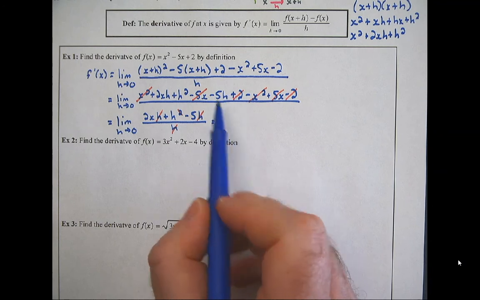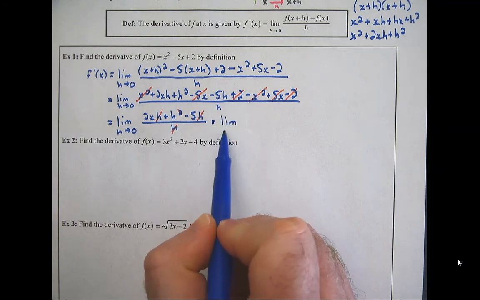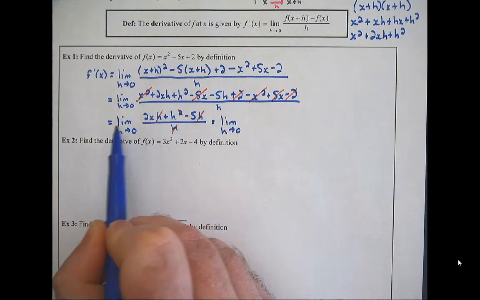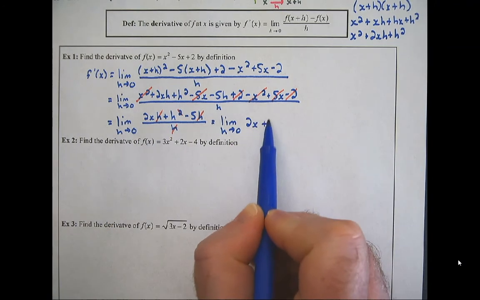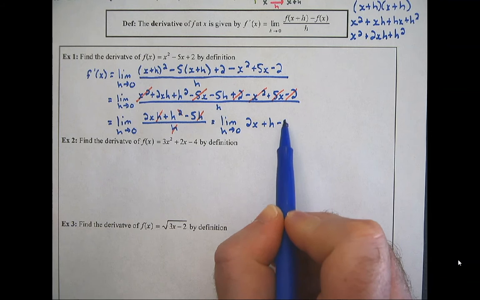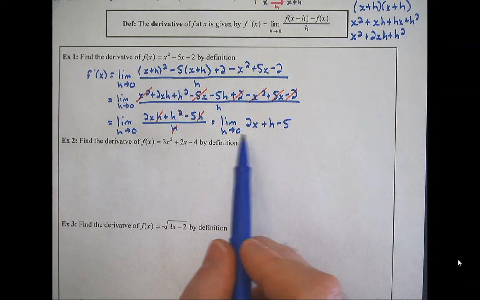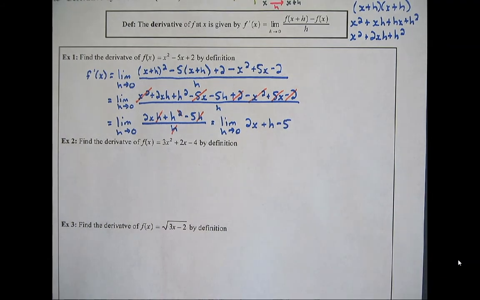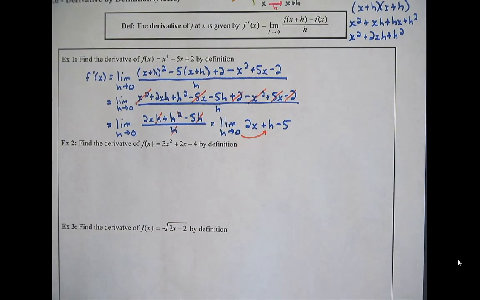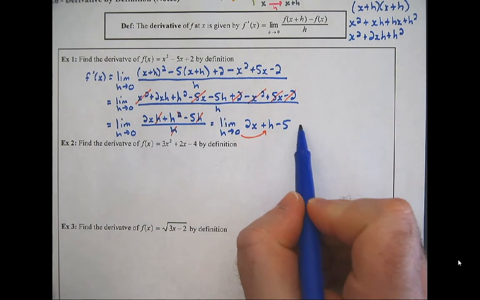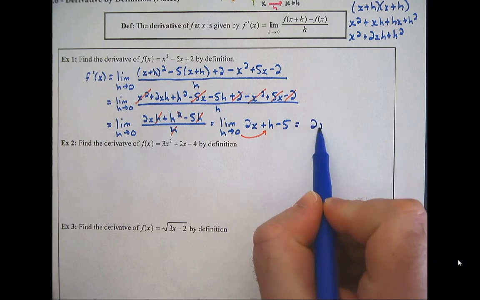So now I'm going to write again. This is now the limit as h approaches 0 of, okay, what are we left with? 2x plus h minus 5. The h on the bottom is now gone, which means we can finally direct substitute 0 in for h. So 2x plus 0 minus 5 ends up being 2x minus 5.